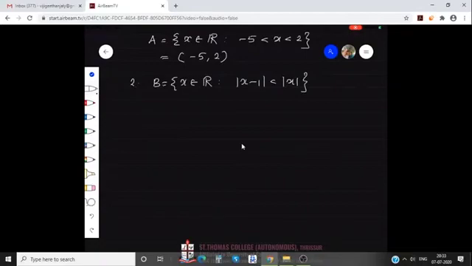You can do the problem in different ways, but I will do the problem in this way. We have absolute value of x minus 1 and absolute value of x. Both are greater than or equal to 0. Both are non-negative. So I am considering this result: a less than b implies and is implied by a square less than b square. I will use this result.